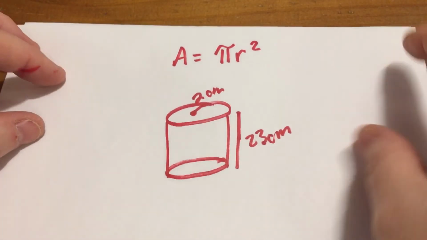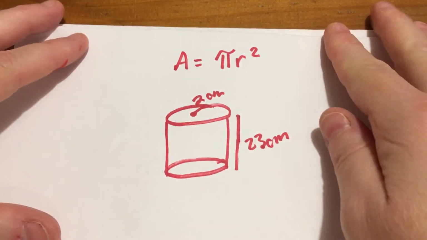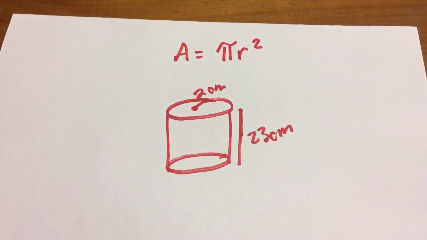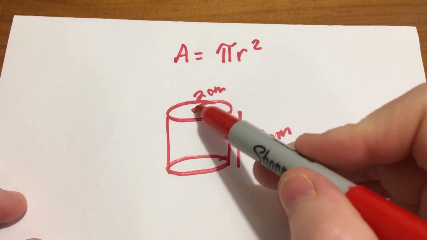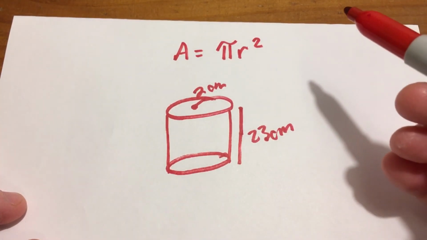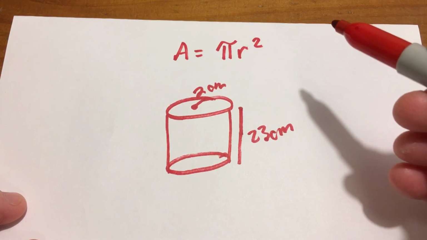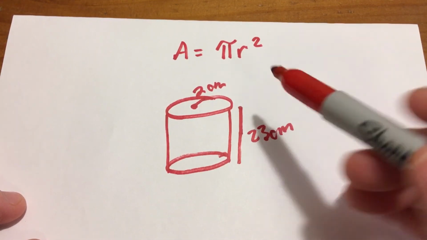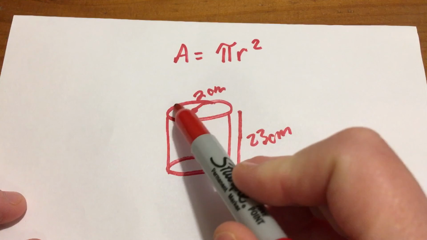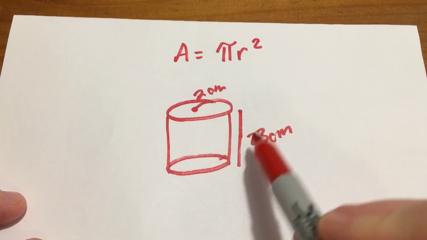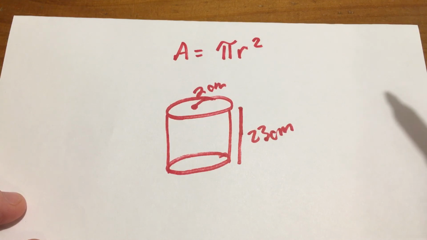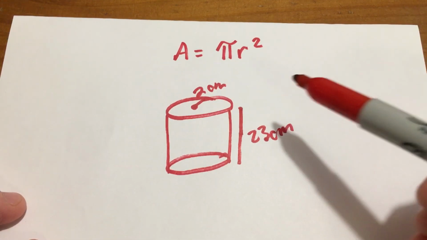Here we have a little picture of a cylinder. In our cylinder, it is 23 centimeters high, and the radius is 2 centimeters. So if we're going to find the surface area of the cylinder, we need to find the area of the top circle, the bottom circle, and all the way around it. So let's first do the areas of the circles.